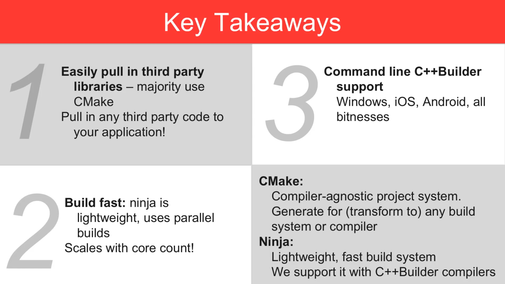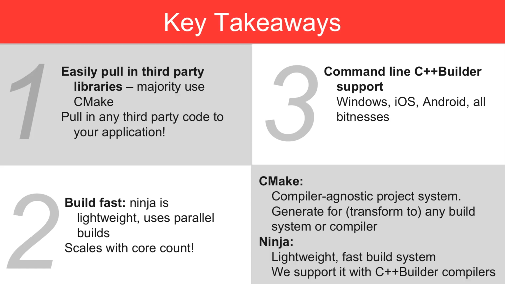So CMake is really very easy to use. There are a few key takeaways. First, you can easily pull in third-party libraries. The vast majority use CMake. It's really powerful and useful for you to be able to pull in any third-party code to your application. Any of the C++ libraries that are out there, you can download them, tweak them, build them, easily, straightforwardly include them in your C++ Builder application.